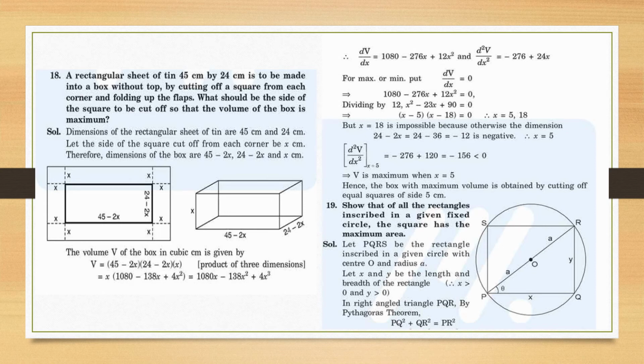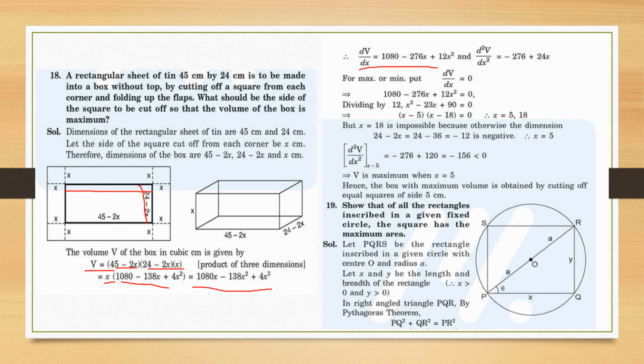Question number 18 is the same question. Now here instead of a square sheet we have taken a rectangular sheet. So this is a rectangle, this complete length is 45, so after removing x and x we'll get 45 minus 2x, and this way it is 24 minus 2x. So volume will be L, B and H. So altogether after opening it becomes this.